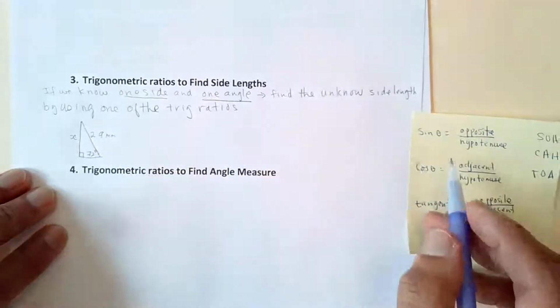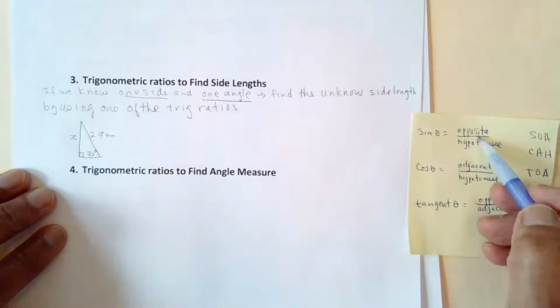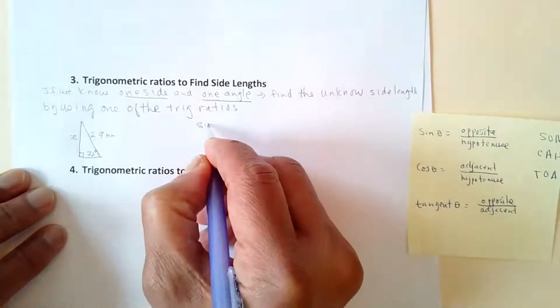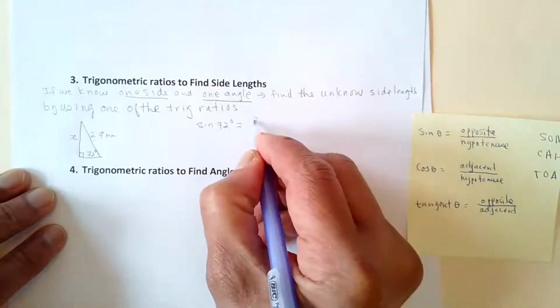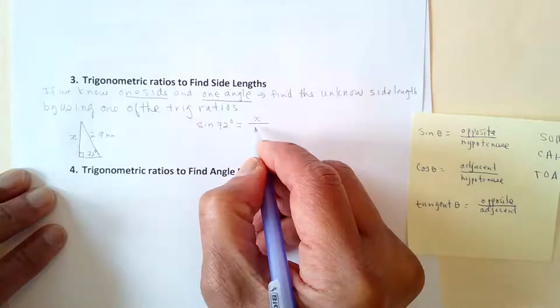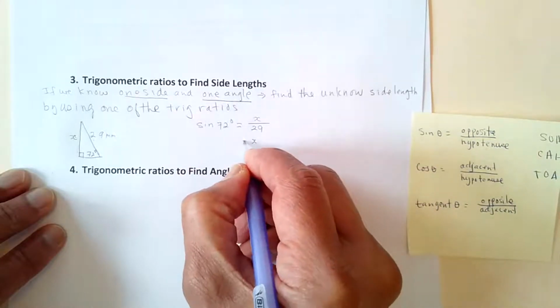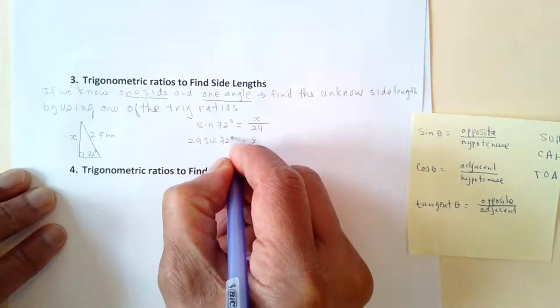So we go to our trig ratios. We know we have to find the opposite, and we're given the hypotenuse. So opposite and hypotenuse would be sine. So I'm going to use my sine 72 degrees is equal to x divided by the hypotenuse. So x is equal to 29 sine 72 degrees.